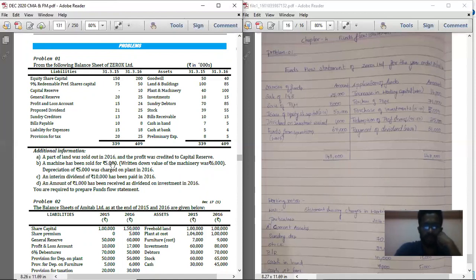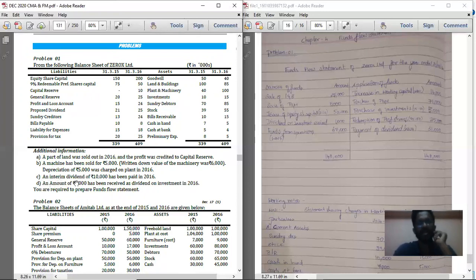For this point number B, what we should do is create a separate account called machinery account, record all the transactions and find the value of plant and machinery that has been purchased, because at the previous year ending, that is at the beginning of the year, it is only 40, and at the end of the year 100. There is some purchase of plant and machinery, so we should calculate that amount.